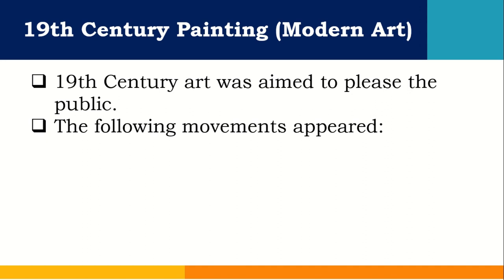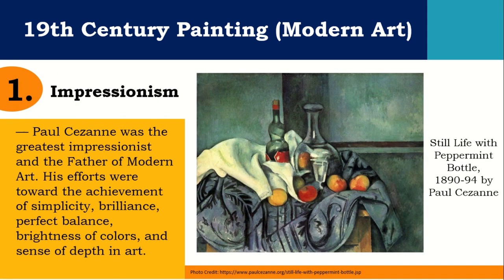19th century painting, or the modern art. The 19th century art was aimed to please the public. The following movements appeared. The first one is Impressionism. Paul Cézanne was the greatest impressionist and the father of modern art. His efforts were toward the achievement of simplicity, brilliance, perfect balance, brightness of colors, and sense of depth in art. An example is Still Life with Peppermint Bottle by Paul Cézanne.